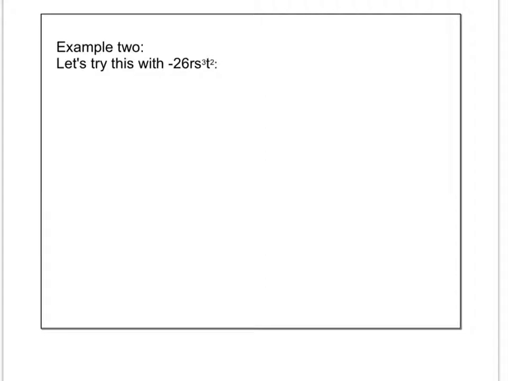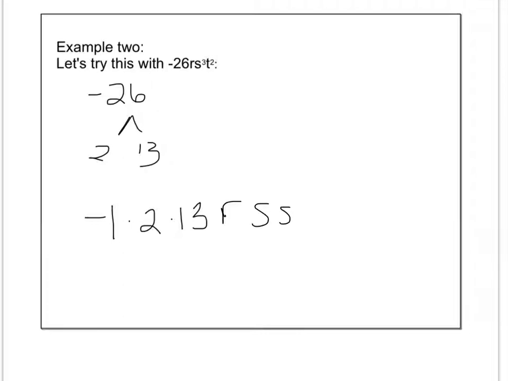Let's try this one. So first I'm just going to look at negative 26, forgetting about the negative sign for now. And then I'm going to say, 2 times 13 is 26. So when I write this out, I'm just going to have negative 1 times 2 times 13. Then I'm going to just write out all the letters. So I'm going to expand it out. Then our next step is just to expand the letters. So we're going to write 1 R. We're going to write 3 S's and then 2 T's. And that's factored out.